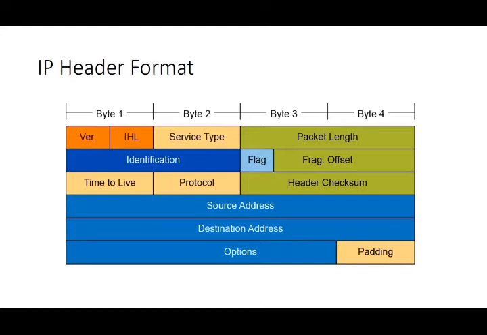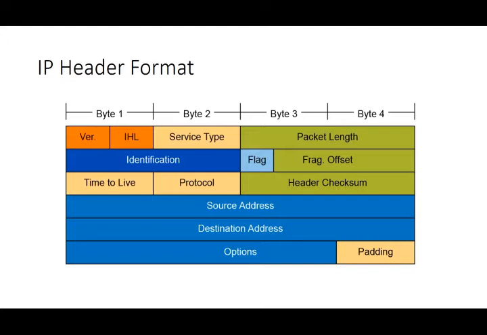In this graphic, we do see an IP header with a number of different fields. We will go through each of these fields, just explaining what they do. The first field we have is the version field. The version field is a 4-bit field, and it tells me which version of IP is being used, for example, IP version 4 or IP version 6.